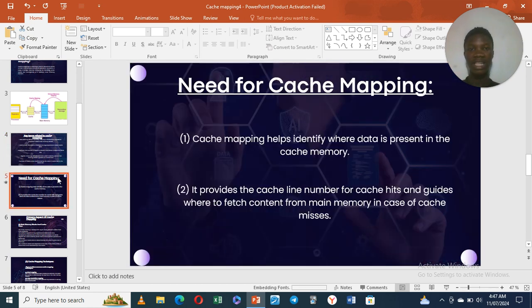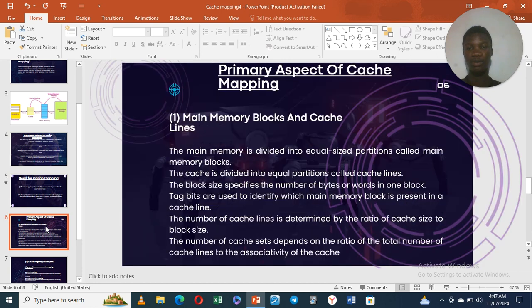Then, need for cache mapping. First, cache mapping helps identify where data is present in the cache memory. Second, it provides the cache line number for cache hits and guides where to fetch content from main memory in case of cache misses. Then we move on to primary aspects of cache mapping.